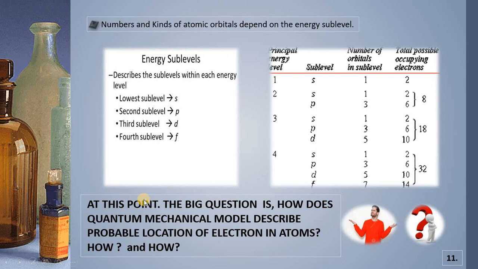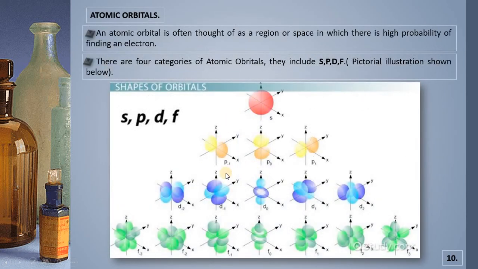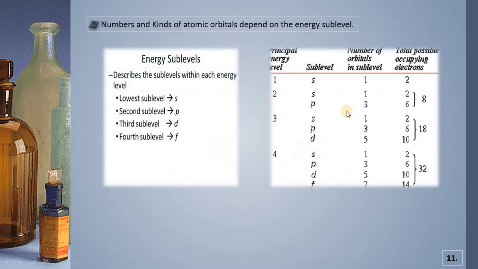At this point, the big question is, how does the quantum mechanical model describe the probable location of electrons in an atom? I think I never answered that. We talked about atomic orbitals showing us the location. Now we understand atomic orbitals, and we've noticed that they are divided into various types of sublevels. We have the S, P, D, F, and we now understand that the S sublevel has 1 orbital, P has 3, and D has 5. Let's take a little step back: 1 orbital, 3 orbitals, 5 orbitals, 7 orbitals. I think I'm making sense now, and here is what I illustrated.